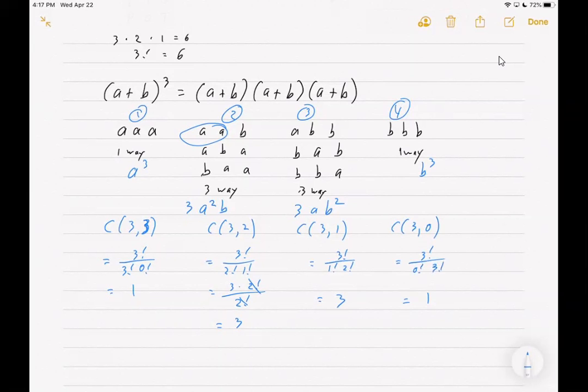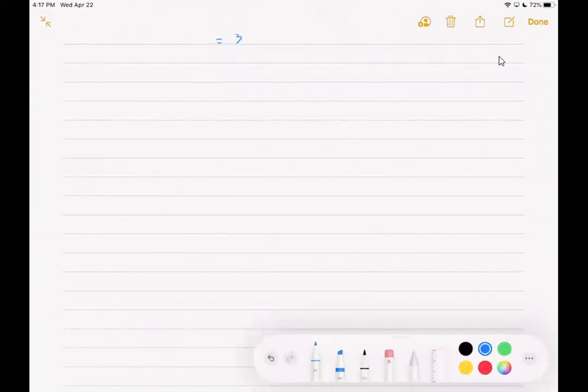Let's see how this would play out if we had 4 things. Let's consider if we had (A plus B) to the 4th power. We'll go right to that.